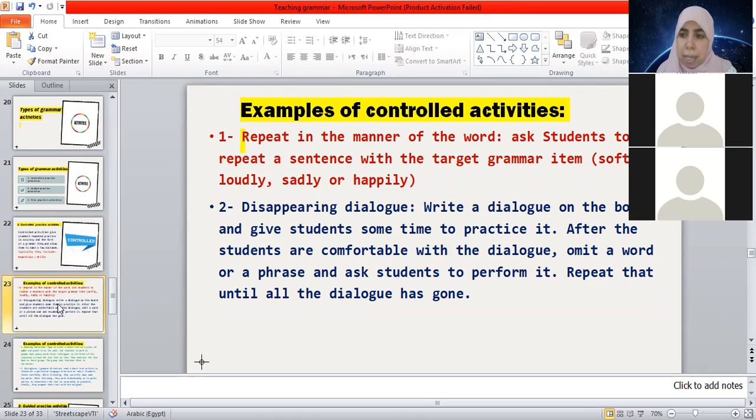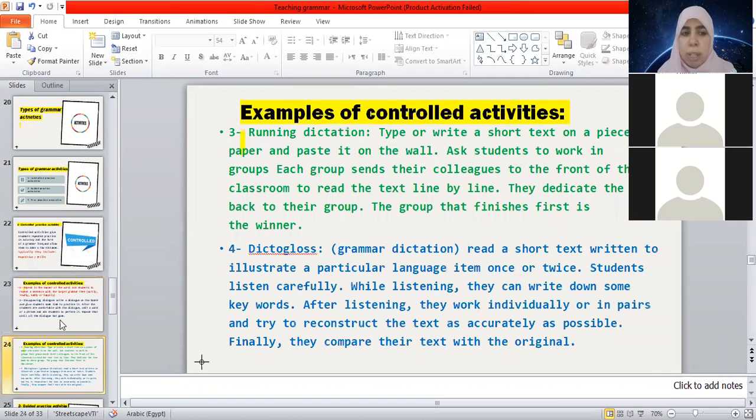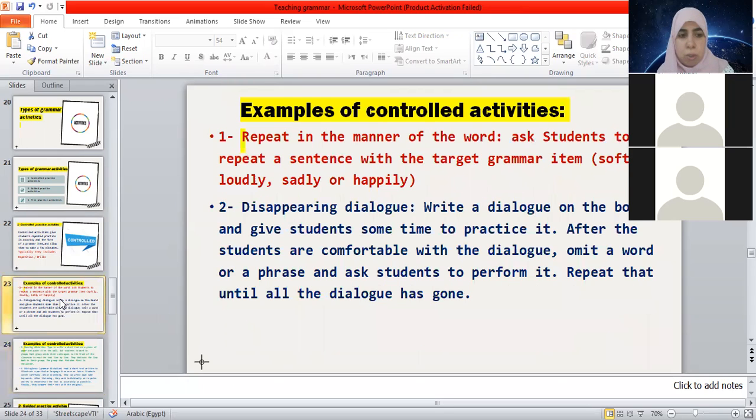The aim of these activities is accuracy. I want to focus on the form. So what do you think about these activities? Which one do you like best? Or which one do you feel that I can try with my students in the classroom?